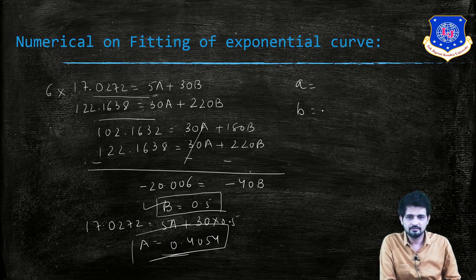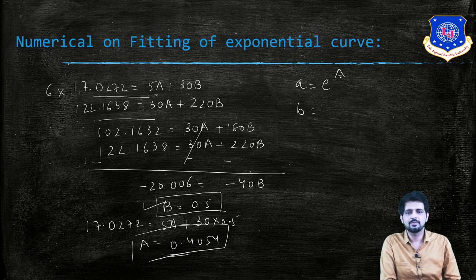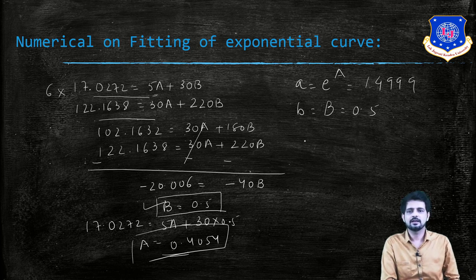See, these are the values of capital A and capital B, but what we have to find? We have to find the value of small a and small b. See, small a is equal to e raised to capital A and small b is equal to capital B. So my value of small b will be given directly, so it is 0.5. And how I can find this? You can find this in the Calci, e raised to 0.4054. This will give me 1.4999.